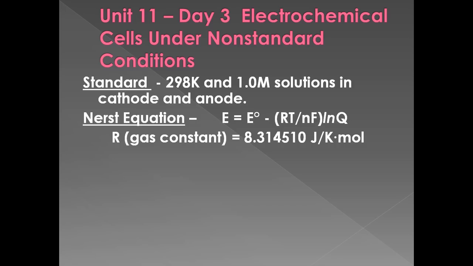Our Nernst equation, which is also available in the reference packet, we'll look at that in a minute, is that the potential is equal to the standard potential, which means, again, at standard conditions, that's what that degree symbol means, minus the gas constant times the Kelvin temperature divided by the number of moles of electrons that are being transferred, multiplied by what's called the Faraday constant. That's also in your reference packet. And then that whole proportion is multiplied by the natural log of Q.